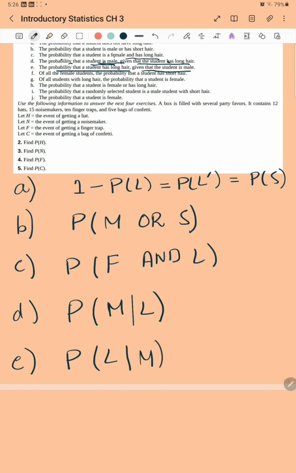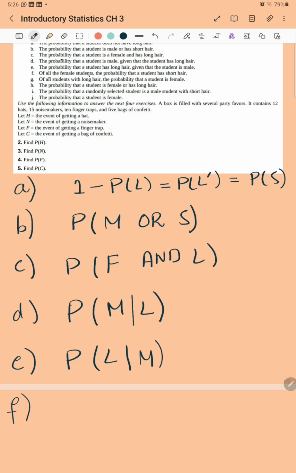Now the difference between the D part and the E part you can check. For the conditional probabilities, in D part it's the probability that a student is male given that the student has long hairs, so male given long hairs. But in the E part, the student has long hairs given that the student is male. So what comes first you write first, and what comes afterwards comes after the line. This is the very easy method to write the conditional probability. F.